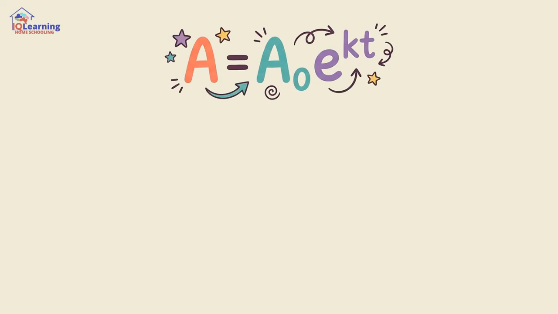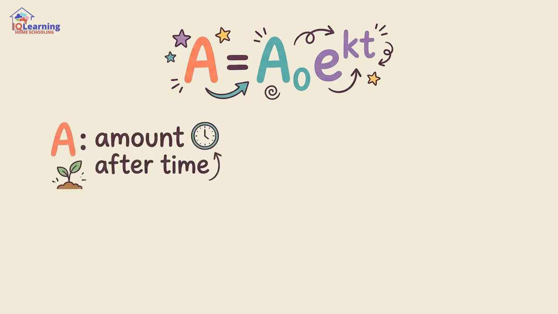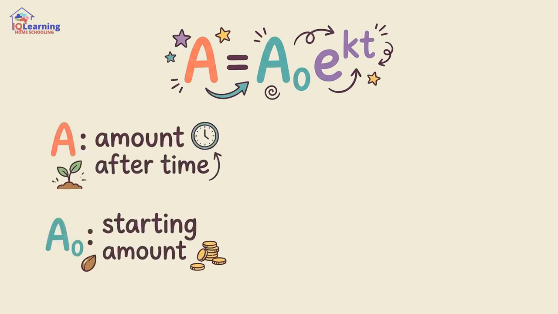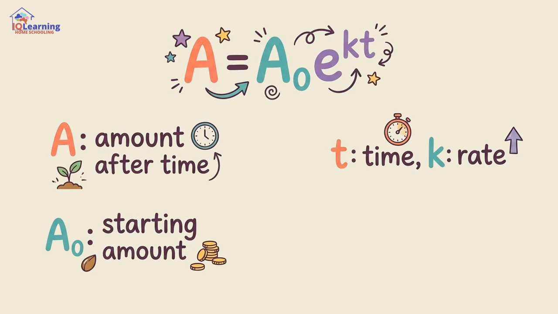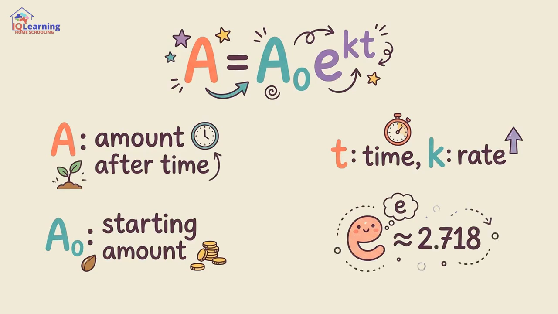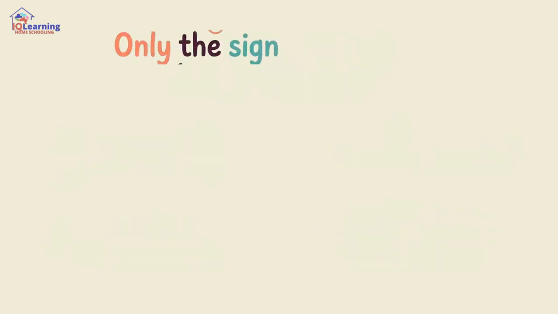A equals A sub 0 times e to the kt. A is the amount after time passes. A sub 0 is the starting amount. T is time. K is the growth or decay rate. And e, about 2.718, is a special number that naturally appears in continuous change, kind of like how pi naturally appears in circles. The important idea is this: the formula never changes, only the sign of K changes.